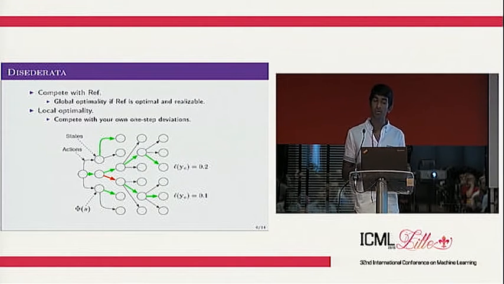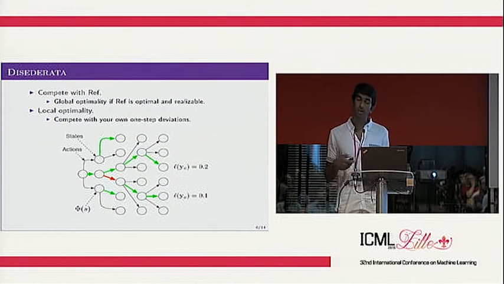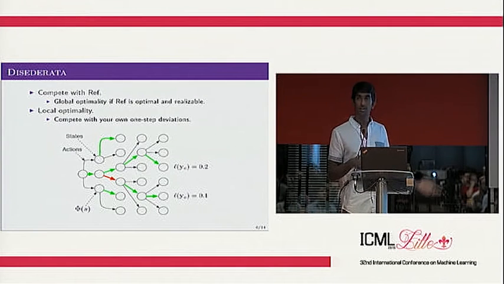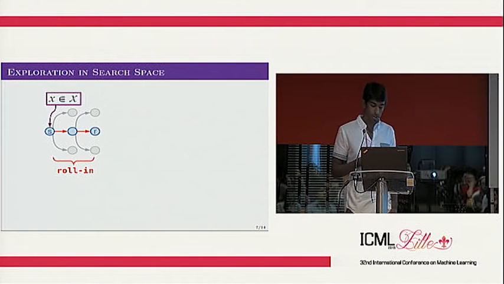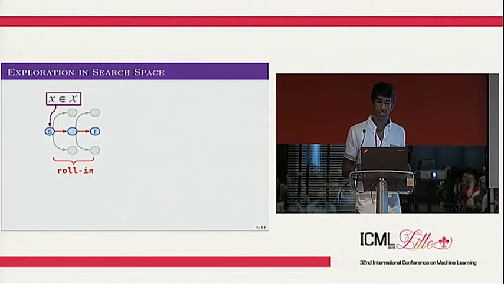We'd like to be globally optimal if the reference is good. We'd like to be locally optimal otherwise. And so we're going to give an algorithm that achieves these two properties. So this is how the algorithm goes. This is also how many learning to search algorithms go.